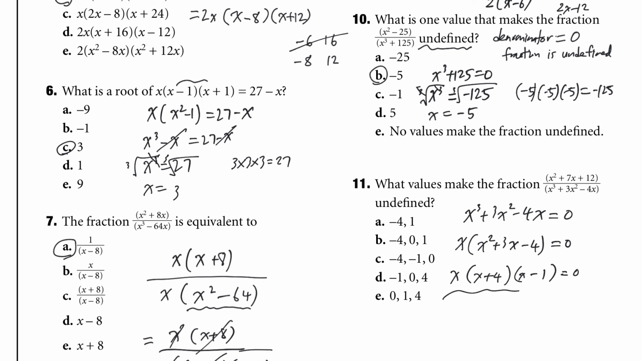And for this expression to be 0, there are three possible answers. x, the first term, could be 0, which means x is equal to 0. The second term could be 0. x plus 4. What makes x plus 4 go to 0? Well, if x is equal to negative 4. And the third possibility is if x minus 1 is equal to 0, which means x is equal to 1. So your answers would be negative 4, 0, and 1. So B.